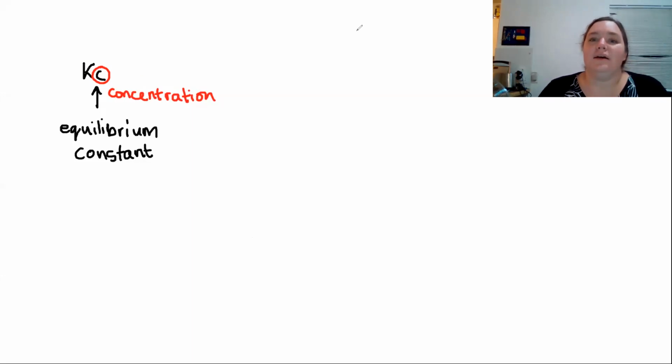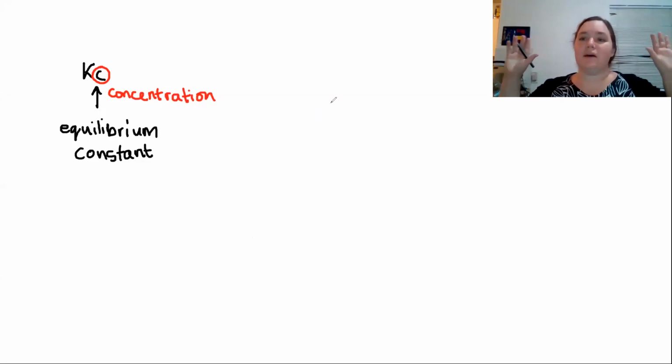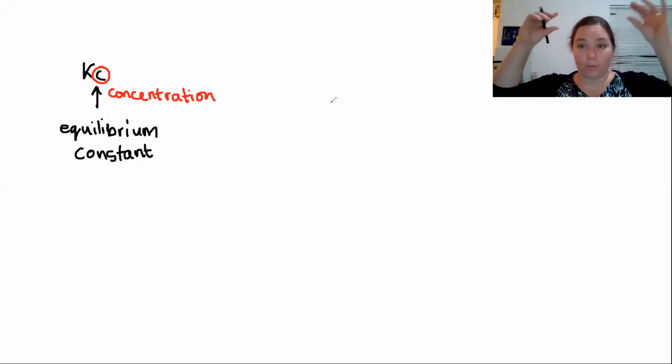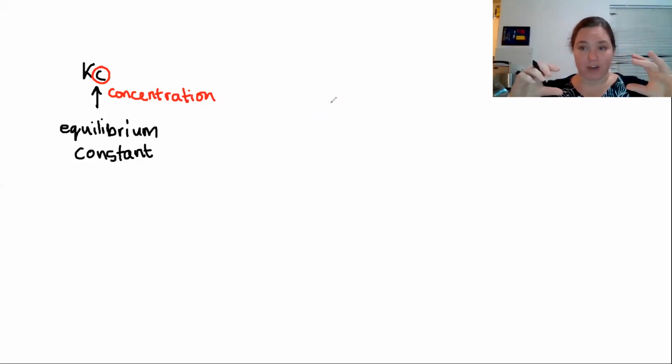Some schools teach this as your equilibrium constant basically represents the ratio of your products divided by your starting materials. You'll notice I'm not bothering to write this down, because it's the one thing that we will not give you any marks for in an exam. So if you write it down in an exam, no marks. However, in my head, that's how I think of it.